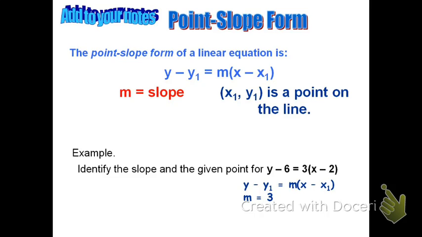In the parentheses, I see x minus 2. This tells me that the x1 value, or the x value of the point, is 2. Looking at the y minus 6, I see that the y value is 6. This tells me that the point that this line passes through is the point (2, 6).